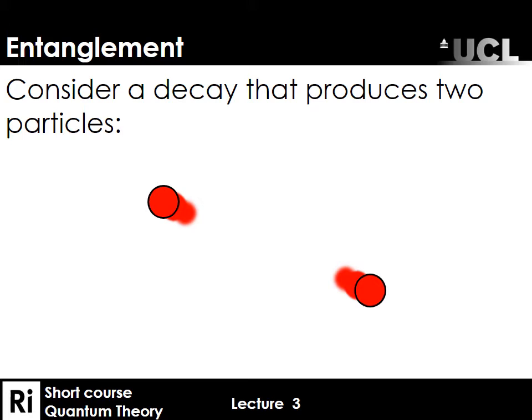So I can learn something about it. And if you know one of them is more massive and it takes away some of the energy, then I know what the velocity of the other one will be.